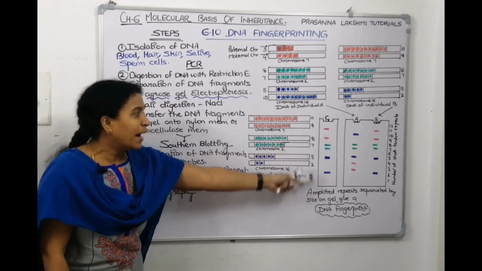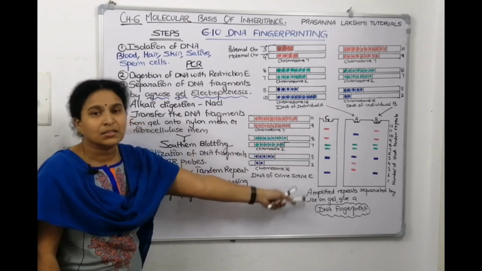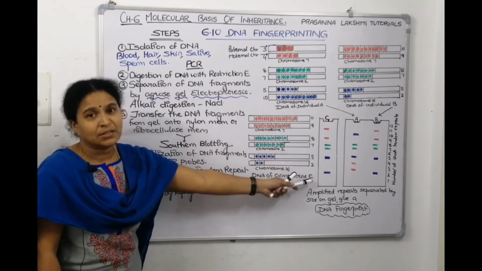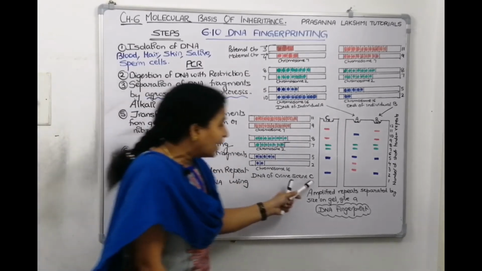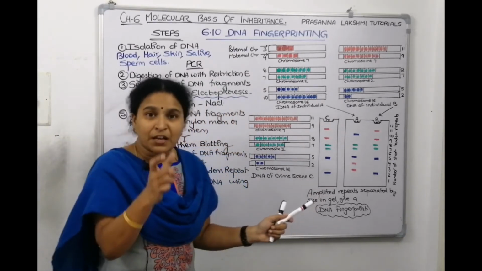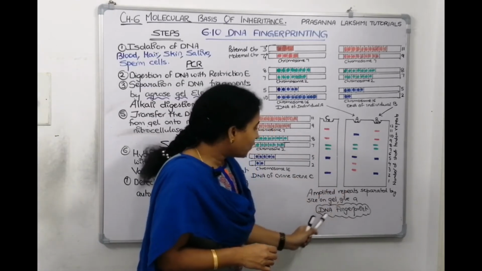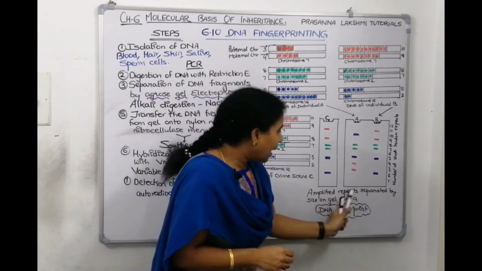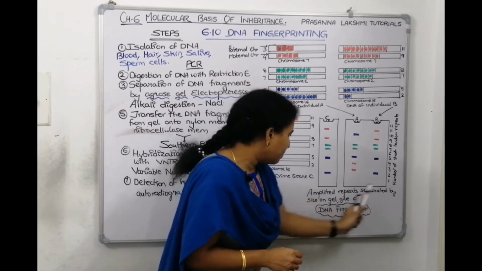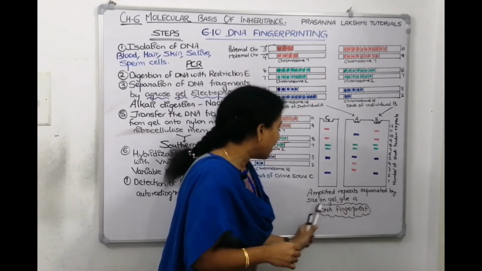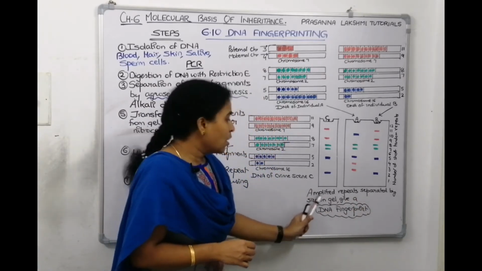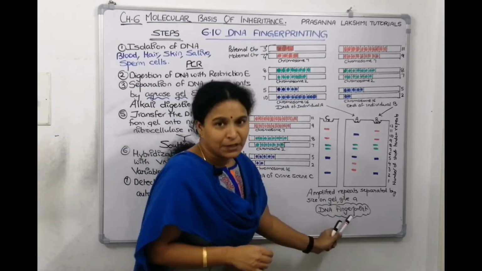What you are looking at, the bands, are hybridized DNA bands, right? So now this banding pattern is the fingerprint of person C. Amplified repeats are separated based on their size on the gel, and they will give the DNA fingerprints.